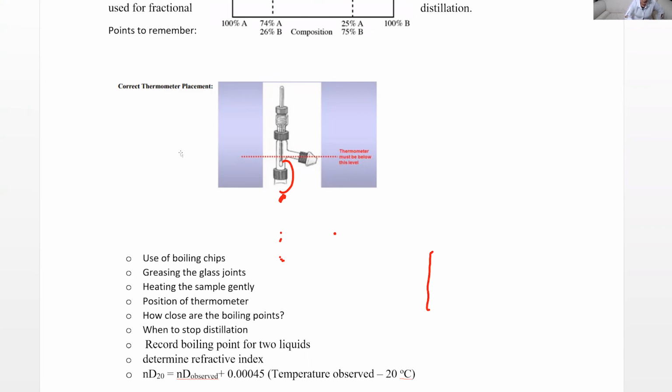Position of thermometer, we already talked about it. And how close the boiling points are is important. If they are 80 degrees apart from each other, you could use simple distillation. And if it's less than that, you would use fractional distillation. If you have two liquids that have the same boiling point, you cannot separate them by distillation.